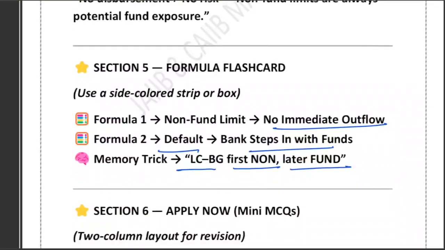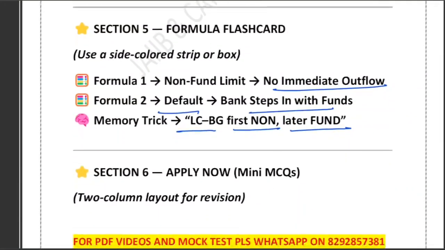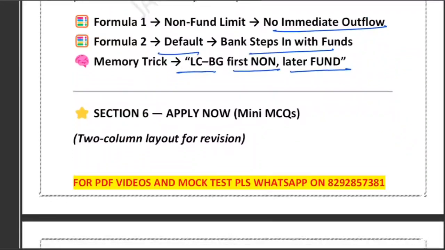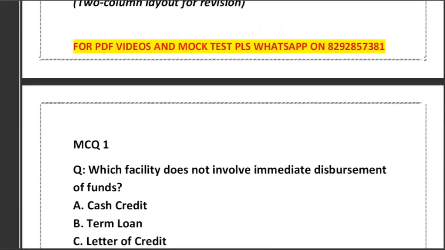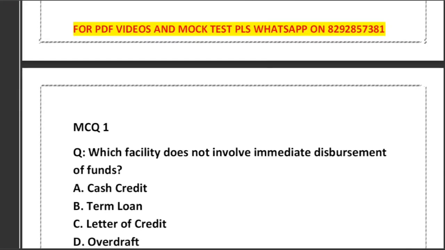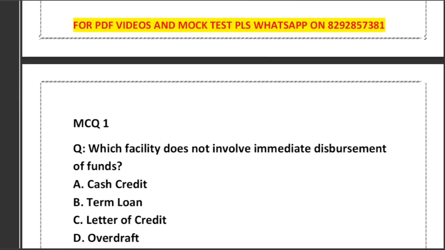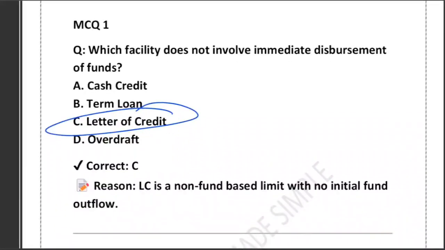Means first stage non-fund and later it becomes fund-based exposure. Now let's apply the concept to some MCQs. Question number 1. Which facility does not provide immediate disbursement of fund? Cash credit, term loan, letter of credit, overdraft. Out of these options, letter of credit does not involve immediate disbursement. C is correct.